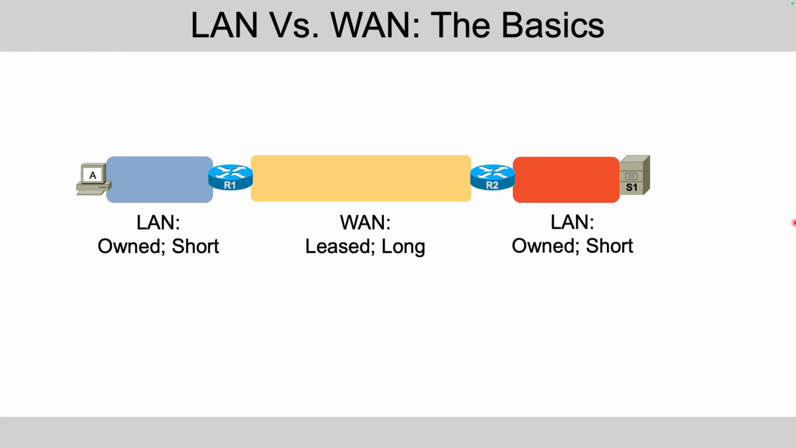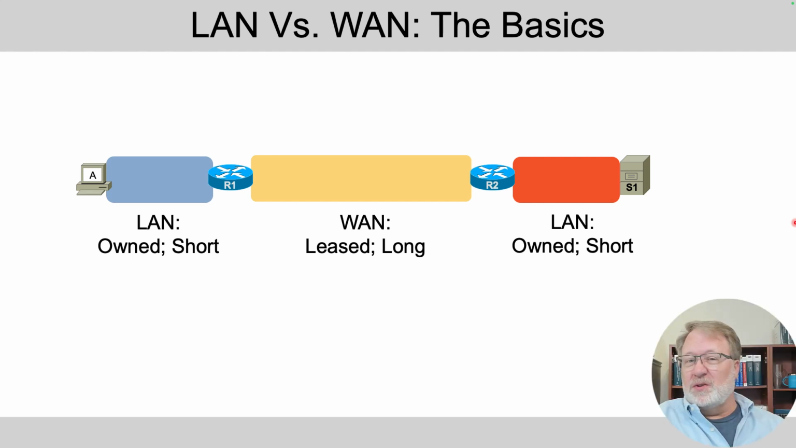There are 2 major differences between LANs and WANs. First off, LANs are owned and WANs are leased. So here's what I mean by that. If you lease space in a building or you own the building, you can own the gear you put in there. You can own the LAN switches, you can own the cabling, you own the devices that create the LAN.